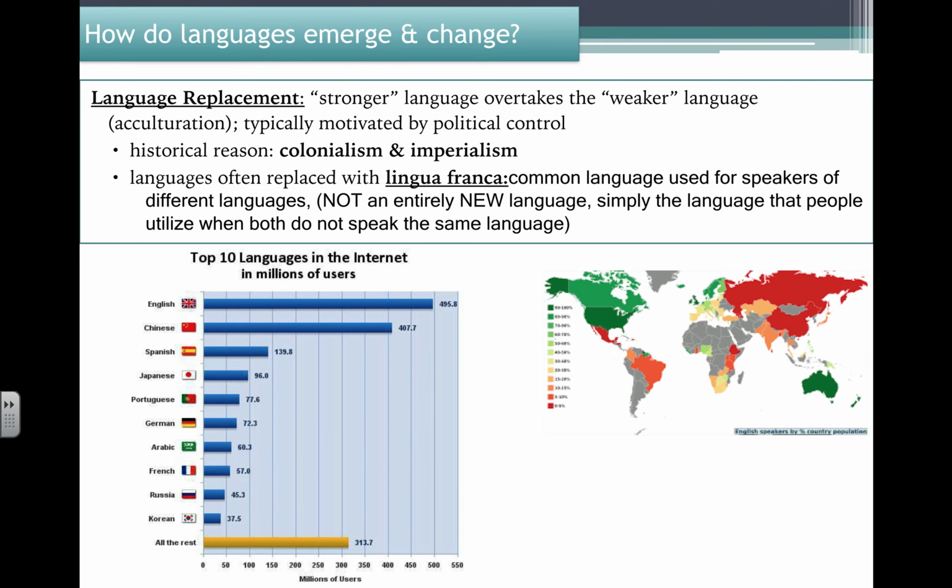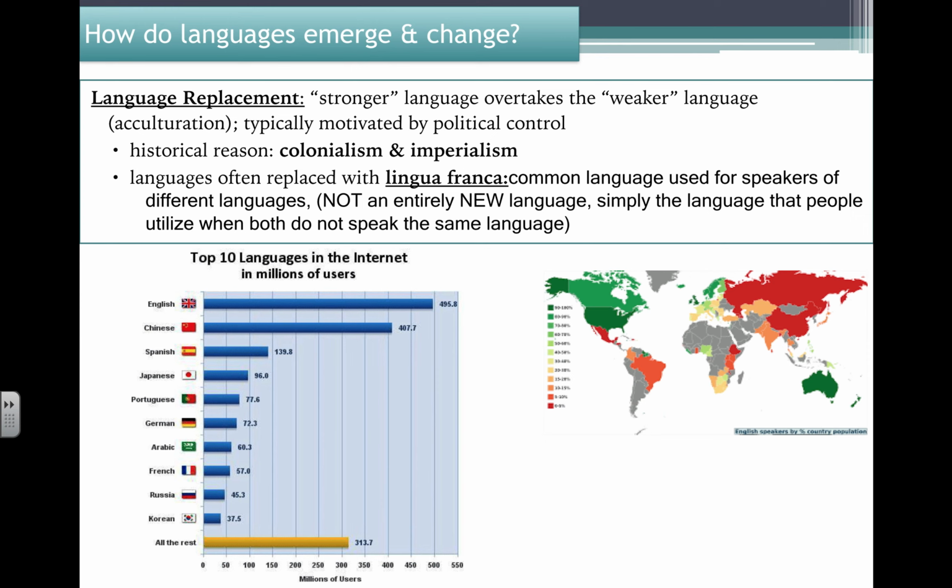What can often happen, and this is a connection to our discussion around acculturation, is that as languages interact with one another, one language, this quote-unquote stronger language, will actually overtake the weaker language. Depending on the extent to which this happens, if it's just partially, then that can be under acculturation. If it's total, then we'll talk about that as an example of assimilation. This is typically motivated by political control.